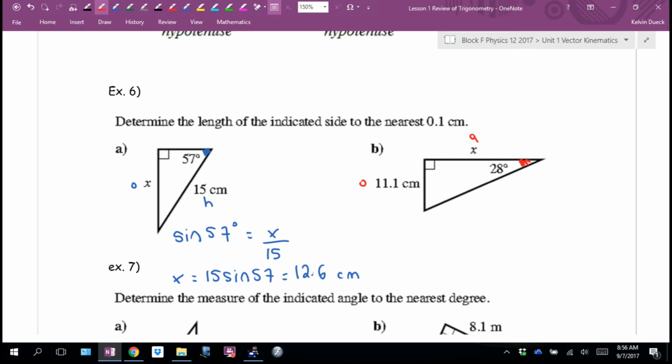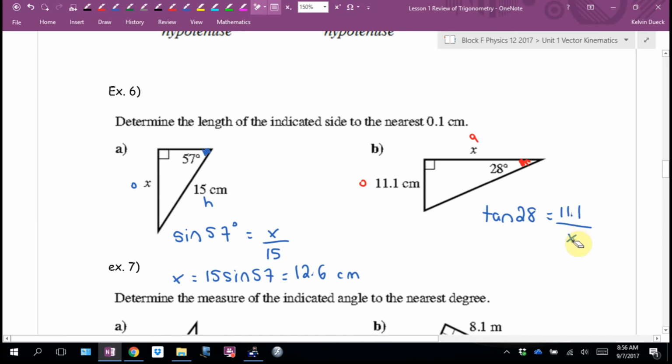Which trig function? Tan? What always goes next to the trig function, Alec? The angle. Please remember that. I'm going to come back to you. Equals what over what? 11.1 over x. Where is the x right now? Bottom. Ready? We're going to do some formula manipulation here.